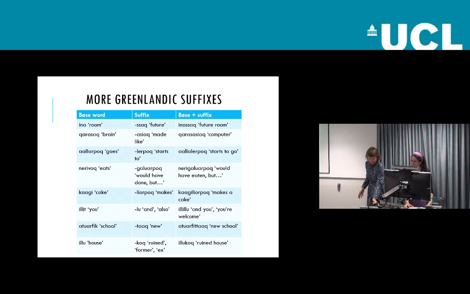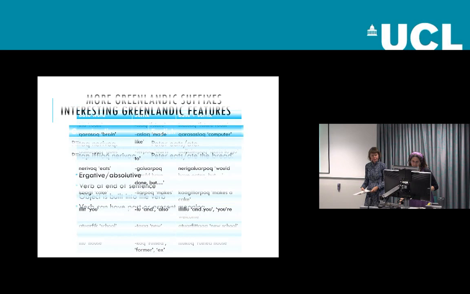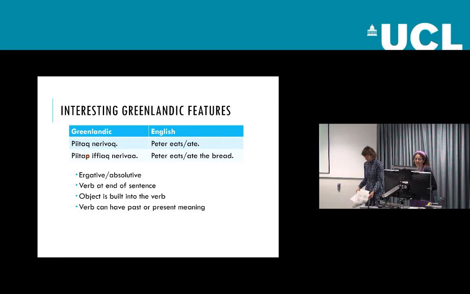Okay, so now that you've seen a little bit about how this kind of thing can work with the suffixes, let's look at some more interesting features of Greenlandic sentences. So we have these two Greenlandic sentences here, which are not that long. So you don't necessarily have to have a gigantic word as a sentence. You can have two or more smaller words. So we have piitak nerivok, pizza eats or ate. So piitak is the Greenlandic for pear or pizza. And nerivok, we've already seen in a few different permutations, eats or ate.